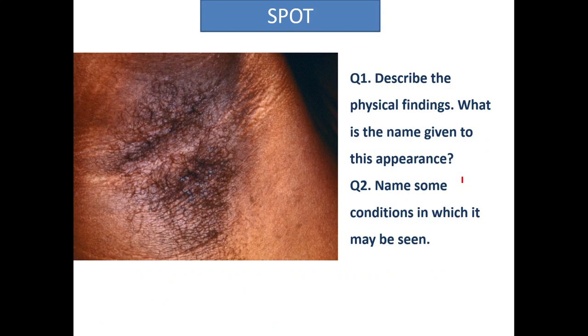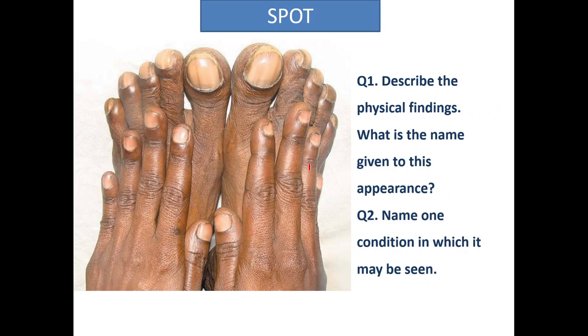Describe the physical finding. What is the name given to this appearance? Name some condition in which it may be seen. This is the axilla, darkened. Acanthosis nigricans. The rest you study.